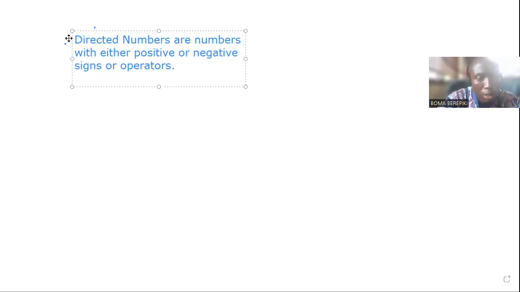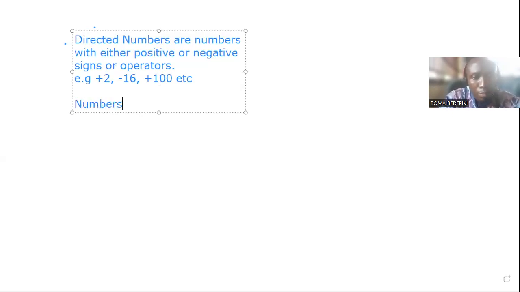Okay, for example, we have +2, which is a directed number. We have -14, -16, directed numbers. +100 is directed because it's either positive or negative. So we're going to do what we call the number line illustration of directed numbers.